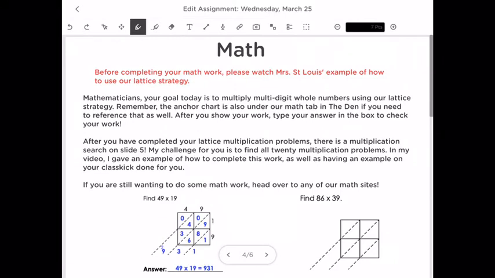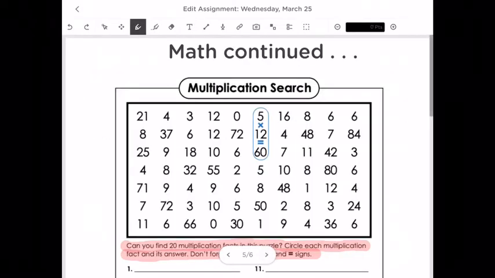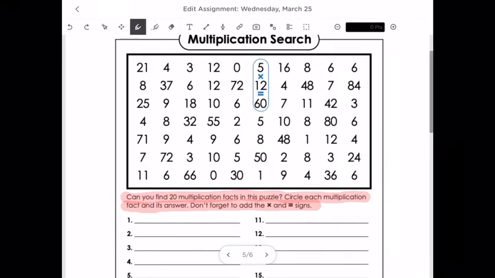Okay, and then I have a second task for you today, because I felt like yesterday math was easy, today was kind of easy, so this is a little bit more of a fun type challenge. So this is a multiplication search. So on slide 5 you will have this. So I've already kind of created an example for you here, so you can see that I found 5 and 12, which makes 60. So when you are generating these, you have to make sure when you're putting it on there that you're adding the times sign and the equal sign. So I highlighted it in red down here. That way you don't forget that.